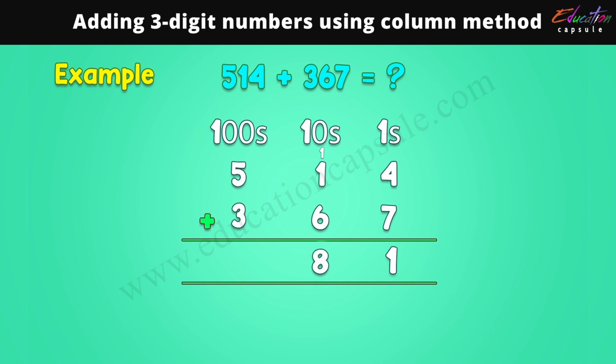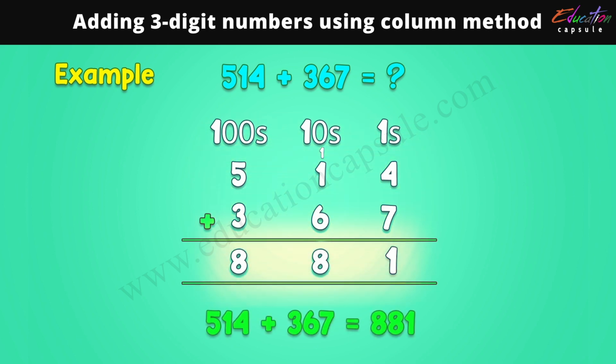Now moving on to the hundreds column, 5 hundreds and 3 hundreds is equal to 800. So 514 add 367 is 881.